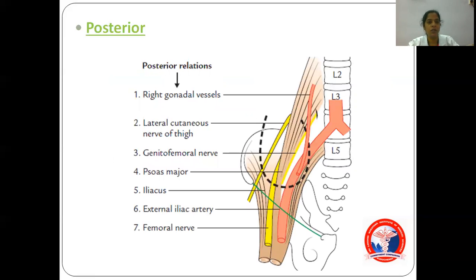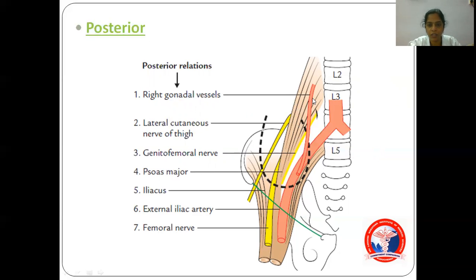Now, coming to the posterior relations. What are the structures seen posteriorly? When we take the cecum out, in this picture the dotted line indicates the position of the cecum. When you reflect that cecum, under that you can see the posterior abdominal wall. This is in the right iliac fossa. So the structures present in the posterior abdominal wall of the right iliac fossa will form the relations posteriorly.